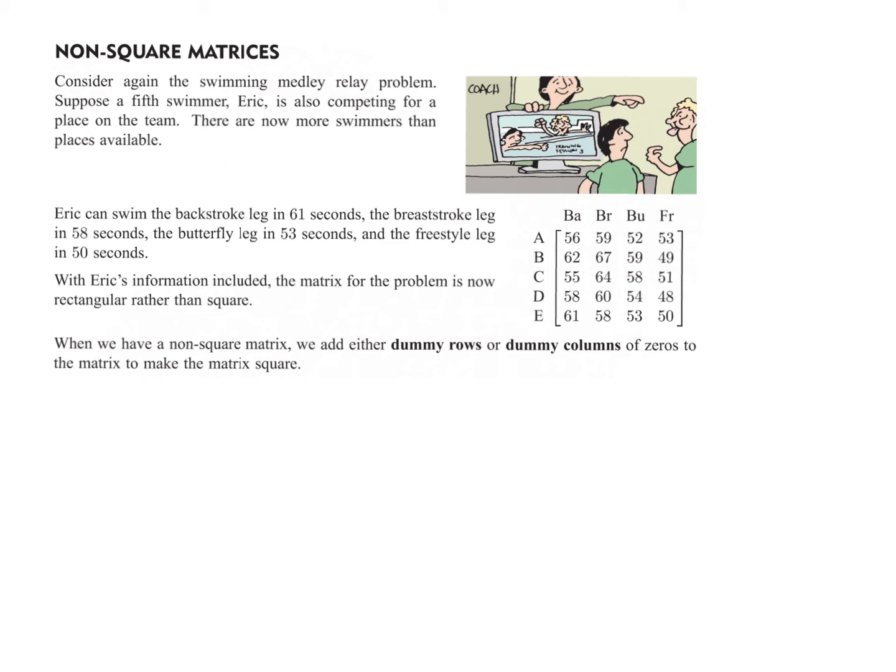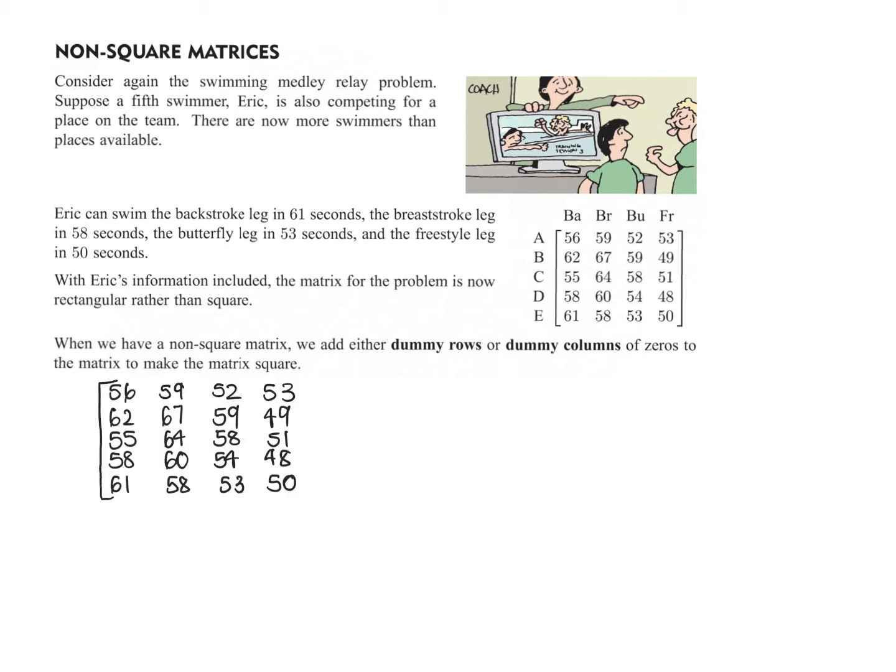So what we do is we first create our matrix, like we've got. So now that we've got our matrix, what we need to do in this case is add a dummy column so that we have a 5 by 5 matrix, or a square matrix. So we're just going to add a dummy column of zeros. If our matrix had 5 columns and 4 rows, then we would just add a dummy row. So in this case, it's a dummy column.